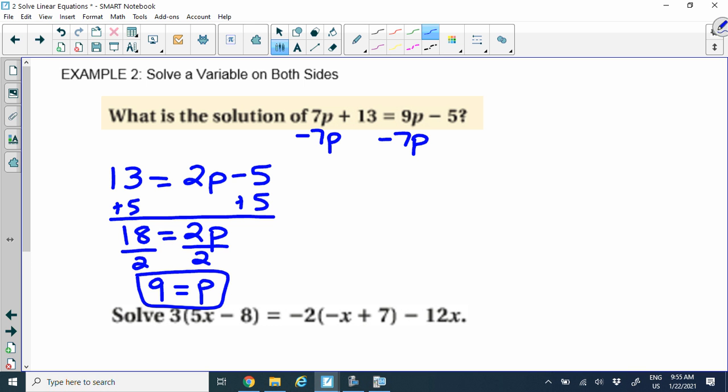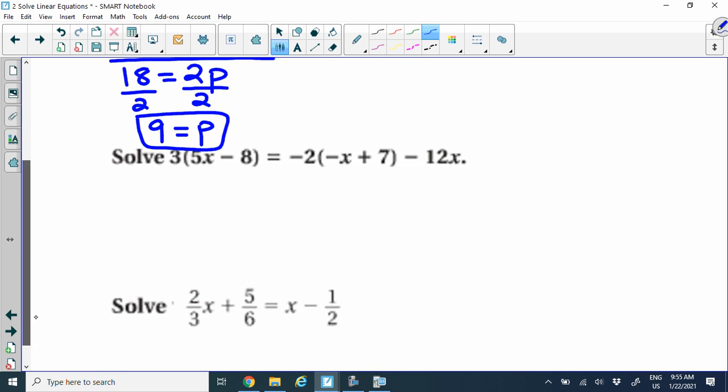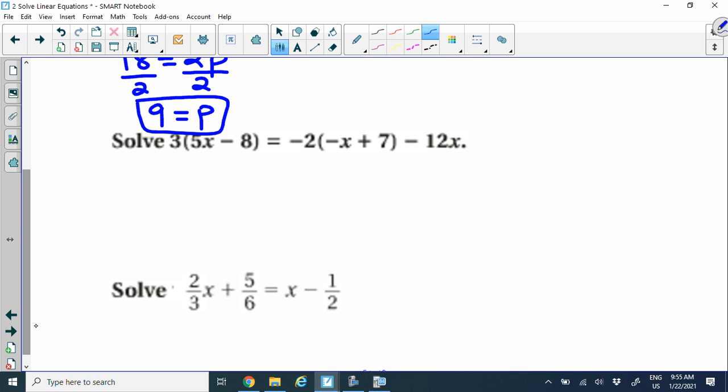Okay, let's try the next one. So we are going to solve 3 times 5x minus 8 equals negative 2 times negative x plus 7 minus 12x. Okay, I'm going to kind of help you get started here, and then I'm going to have you guys try this on your own. So the first thing is we need to distribute anything we see into the parentheses.